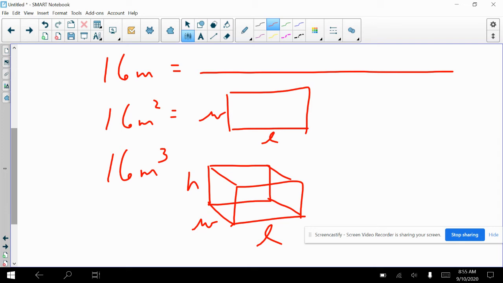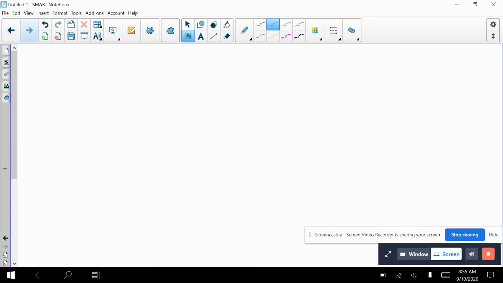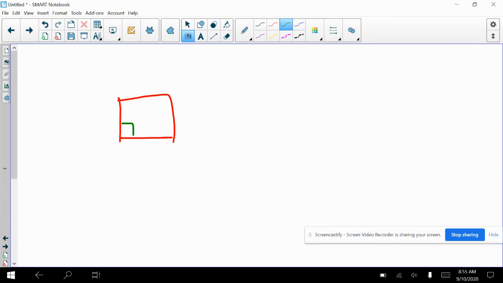Everybody okay with those? Okay. What happens? Let's talk about this. They give you a square, and they only give you one dimension. Hopefully you're asking yourself, what are the measurements of the other side?